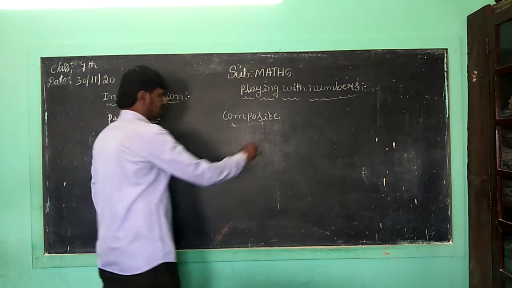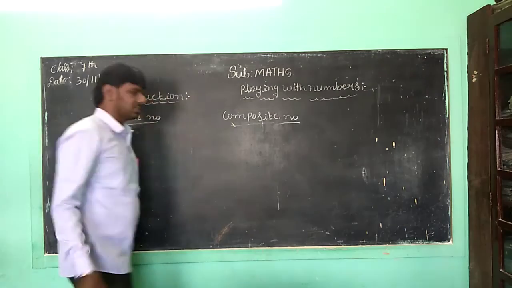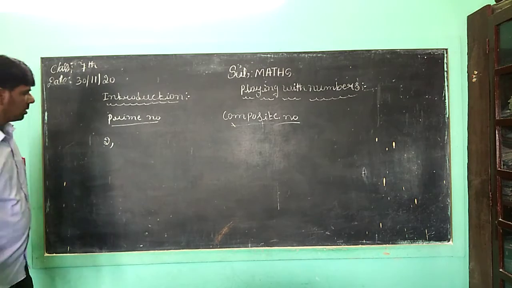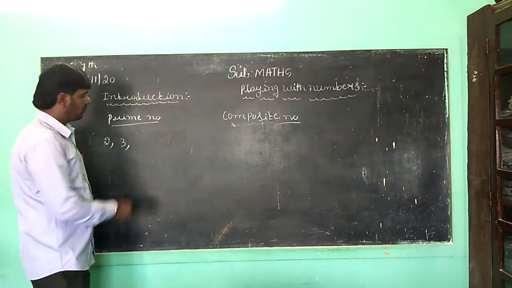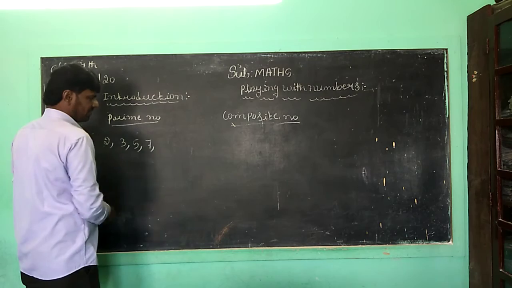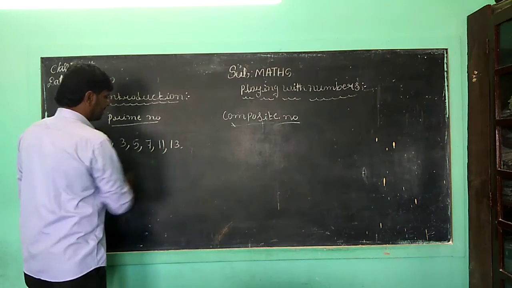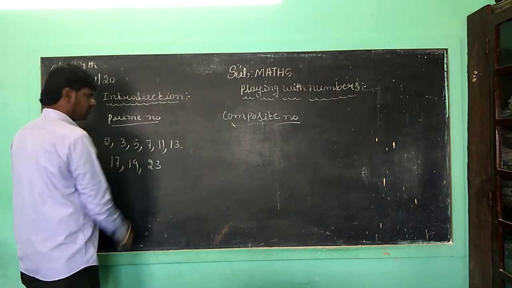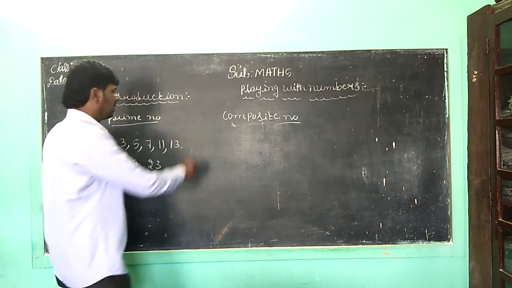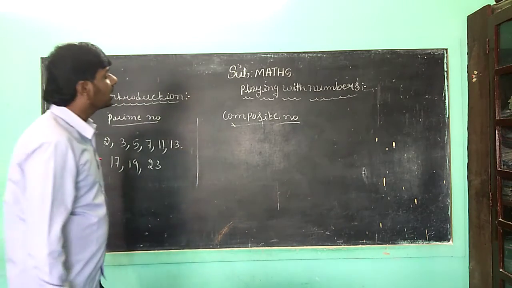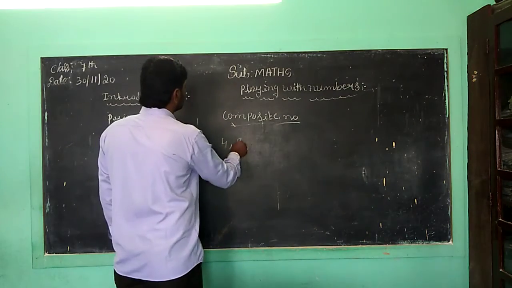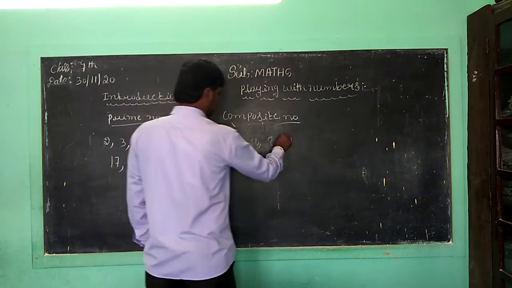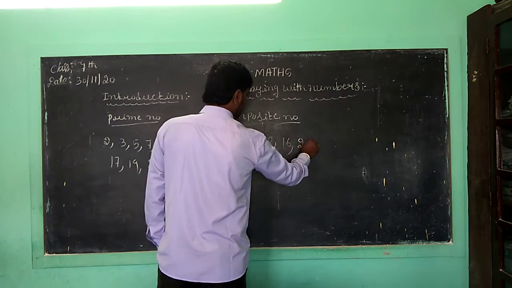Children, now we want to take prime numbers. Suppose 2 is a prime number, 3 is a prime number, 5 is a prime number, 7 is a prime number, 11, 13, 17, 19 are prime numbers, and 23, etc. These are prime numbers. Composite numbers, children: you want to take 4, 9, 10, or 8, or 16, or 20, etc.